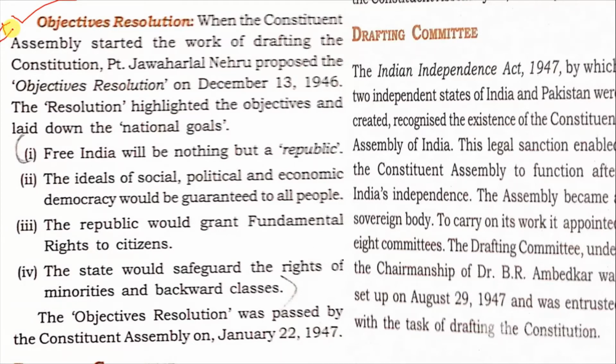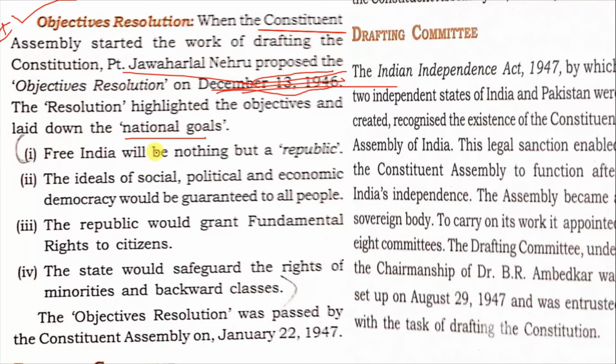Okay, objective resolution, questions used to come from this. So when the Constituent Assembly started the work of drafting the Constitution, Pandit Jawaharlal Nehru proposed the objective resolution on December 13, 1946. Very, very important. December 13, 1946. The resolution highlighted the objectives and laid down the national goals. These goals are very important, and it is necessary to study them by heart if you want to get full marks.